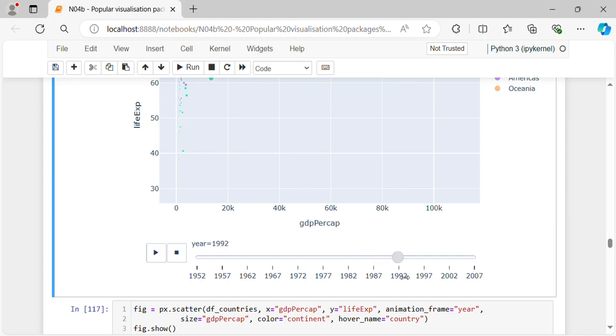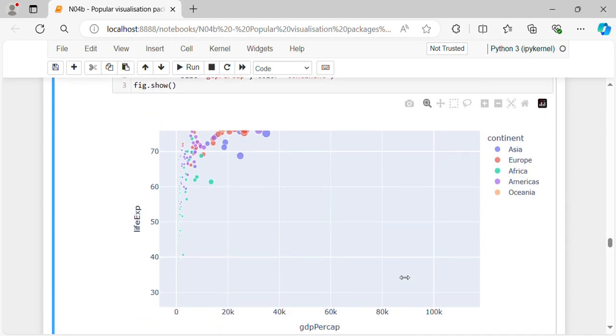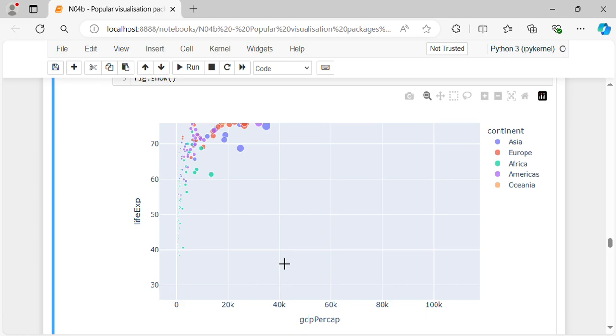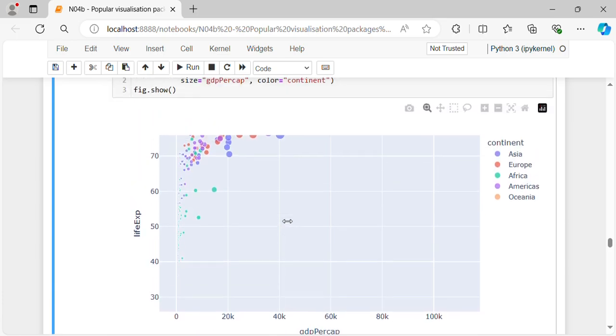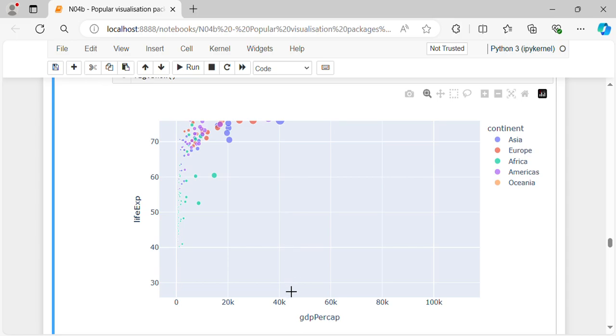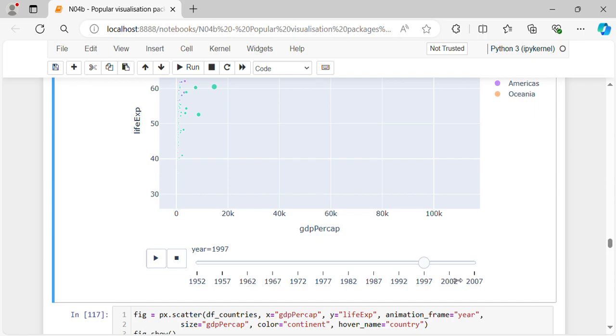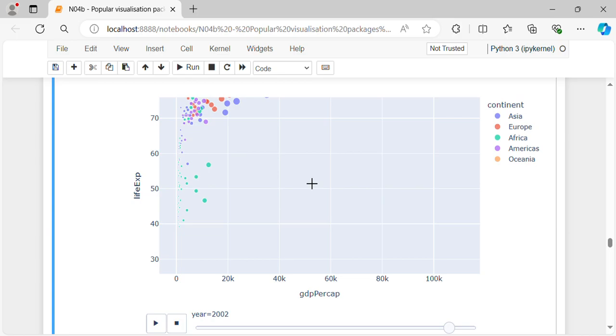Let's look at 1992. We can see that the GDP is below 40,000 and the life expectancy is slowly increasing. For 1997, we can see that the GDP is slowly increasing and the life expectancy is also slowly increasing. For 2002, let's see, for Africa, yes, so the life expectancy is increasing again, and the GDP has decreased for all the countries.